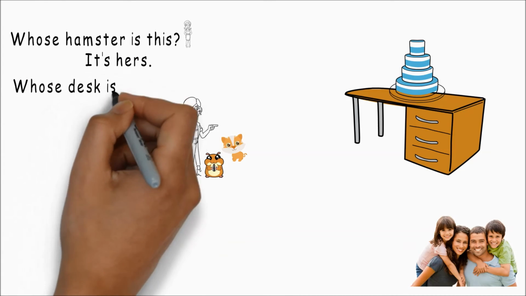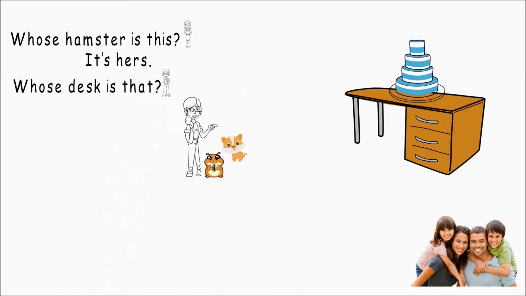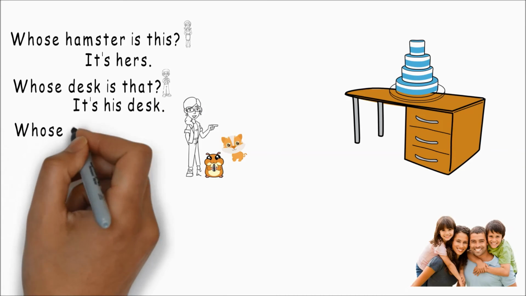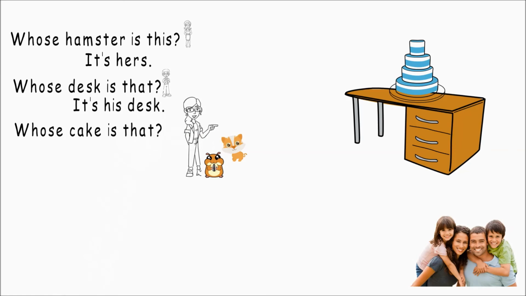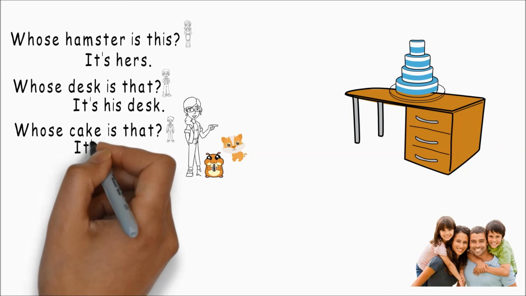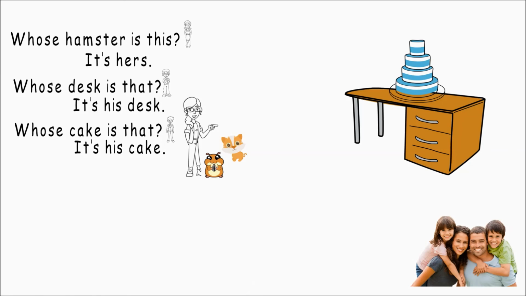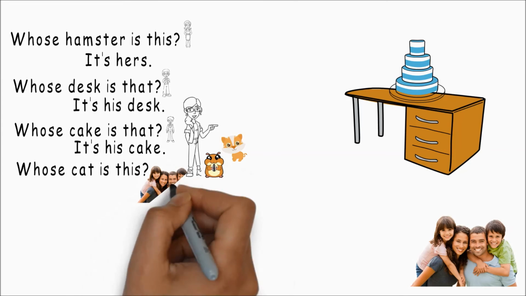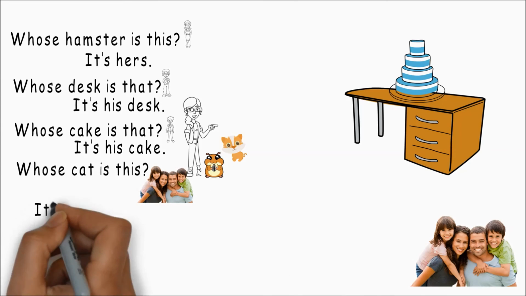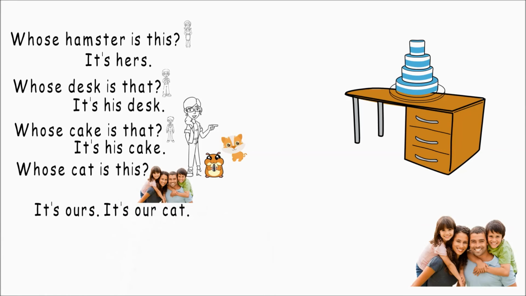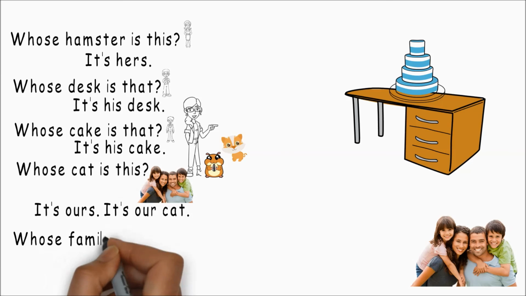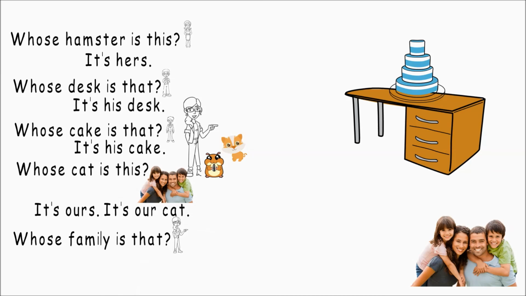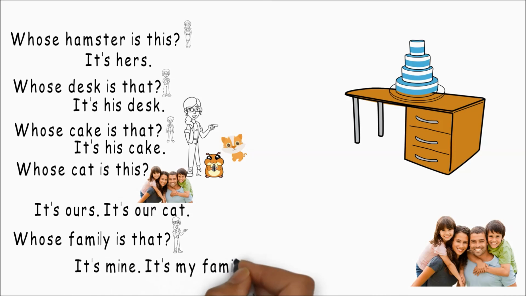Whose desk is that? It's his desk. Whose cake is that? A man. It's his cake. Whose cat is this? Family. It's ours. It's our cat. And one more. Whose family is that? It's mine. It's my family.